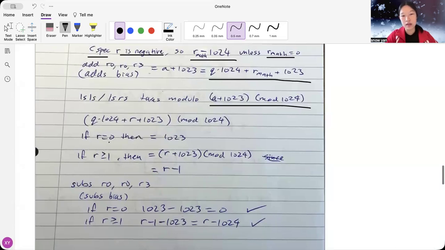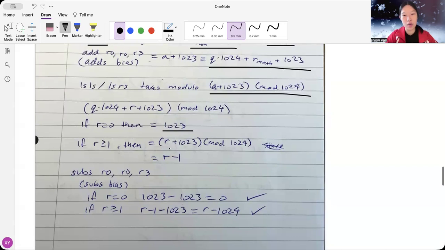So if R was equal to 0, then we know that the answer must have been 1023. And if R is greater than 1, we would have gotten this, which would be R plus 1023 modulo 1024. Because R is greater than 1, we know that if we mod this, it's going to be negative. So hence we know that the remainder is just R minus 1. So yeah, it would just either be this case. So when we remove the bias, which is 1023, if R was equal to 0, then 1023 minus 1023 would be 0. And if R is greater than or equal to 1, then we have R minus 1 minus 1023, which would have been R minus 1024.